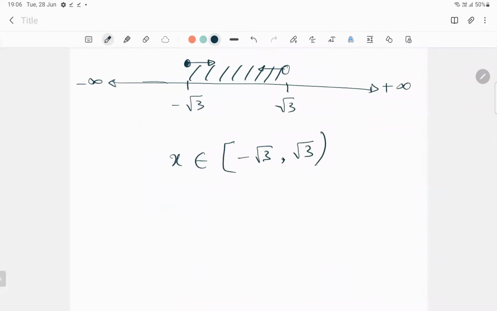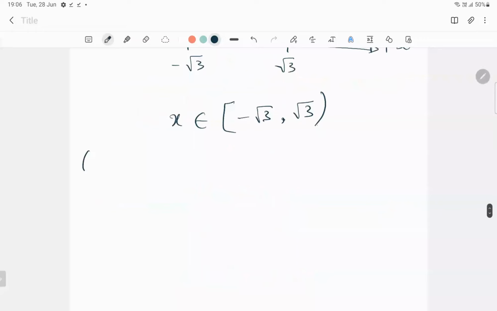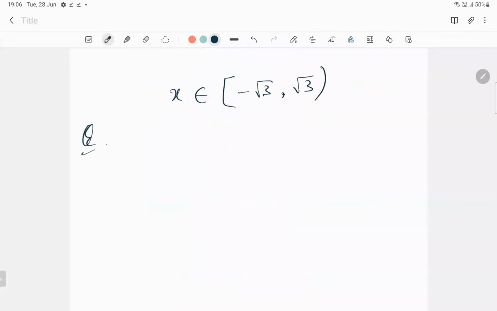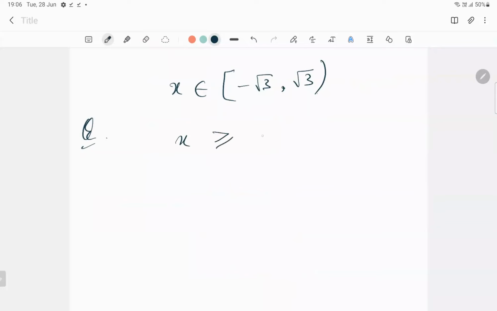All right, got it. Shall we do one more problem? This time I hope you can do it. Hopefully. Okay, so x is greater than or equal to 5 and x is lesser than or equal to minus 5. Do it.